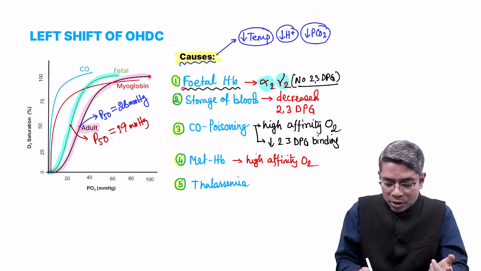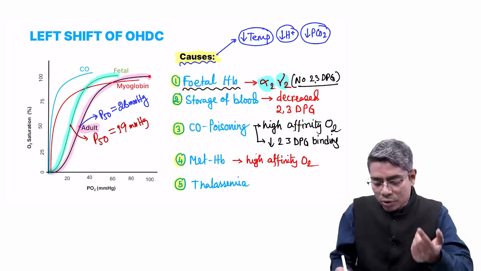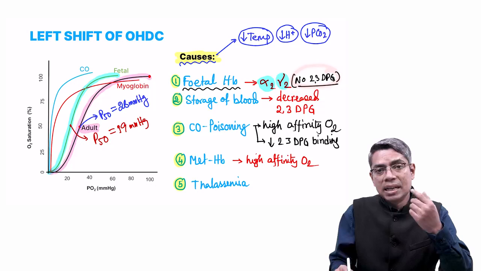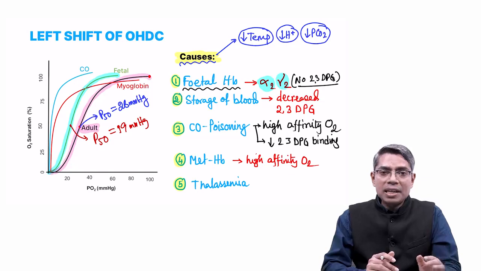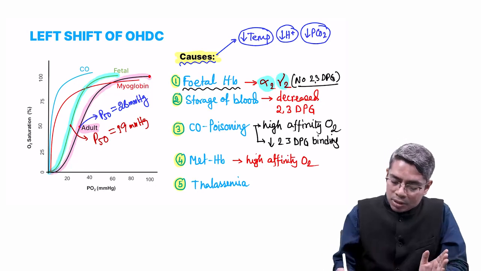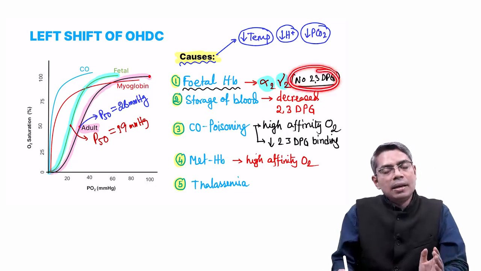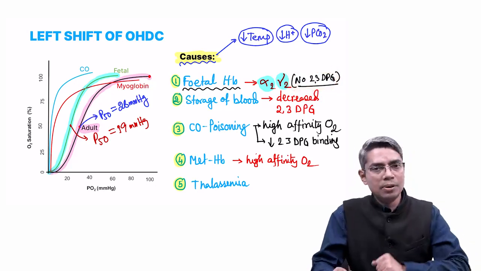That is true for which hemoglobin? Fetal hemoglobin. Why high affinity? Because of the left shifting. What is the cause of left shifting? Because fetal hemoglobin cannot bind to 2,3-DPG. Getting my point? So, fetal hemoglobin has high affinity, that's why left shifting? No, no. In fetal hemoglobin, there is left shifting because of the decreased 2,3-DPG binding, and because of the left shifting, the fetal hemoglobin has high affinity for oxygen.